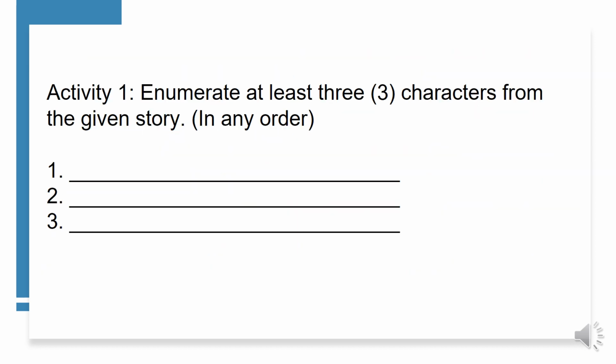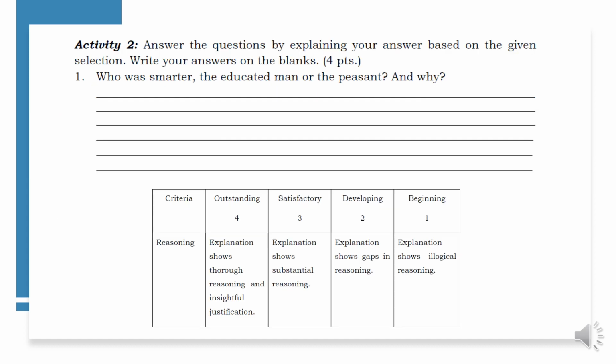Okay, this time let's have another activity. You have to enumerate at least 3 characters from the given story in any order. Okay. For activity number 2, you have to answer the questions by explaining your answer based on the given selection. Write your answers on the blanks. So this is for 4 points. The question is, who was smarter, the educated man or the peasant? And why?